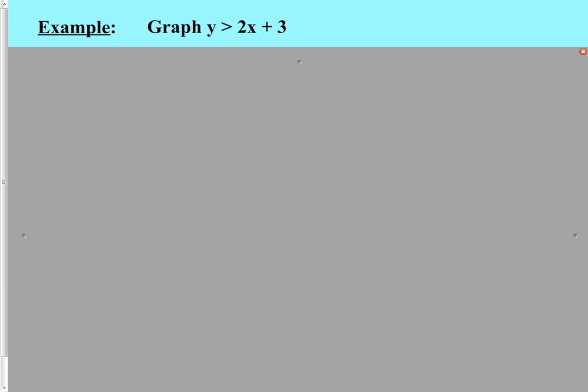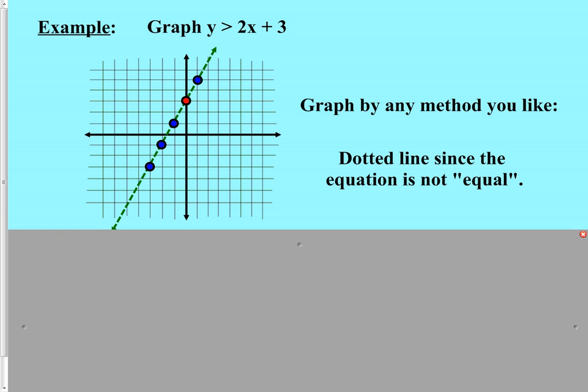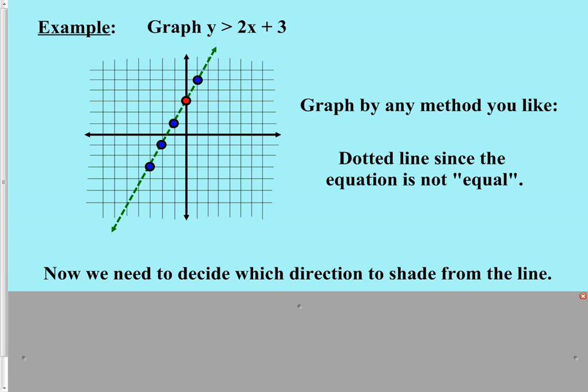We can use whatever method we want to graph the line, but when it comes time to draw the line, what should we draw? Should we draw a solid filled-in line, or should it be a dashed or a dotted line? In this case, it's going to be a dashed or dotted line because the inequality was not an equal inequality. It was simply greater than, not greater than or equal to. I used the slope-intercept form: cross the y-axis at 3, and the slope was a rise of 2 and a run of 1. So there's our line. Now the key is that we are going to need to be able to decide which direction to shade from that line.